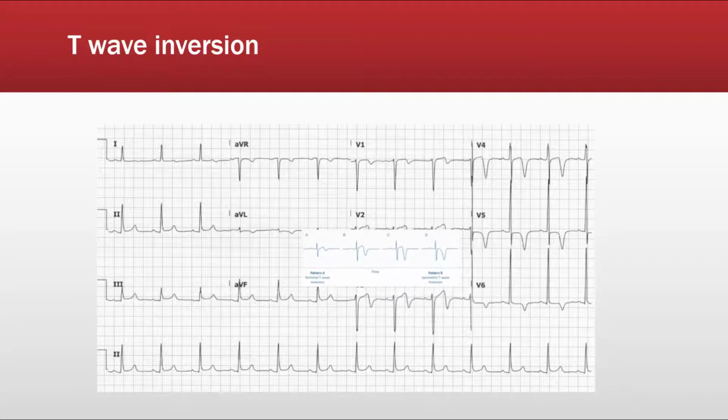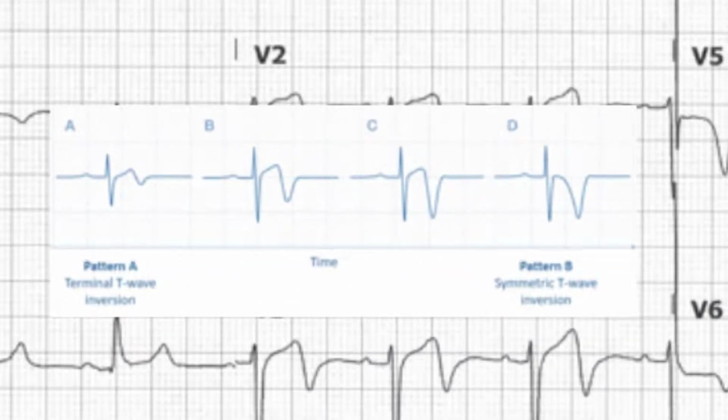Wellens sign can have two types. There's type A and there's type B. Type A, where we see these biphasic T waves with the terminal section being negative, or we see the type B ones which have the deeply inverted T waves present in both V2 and V3.